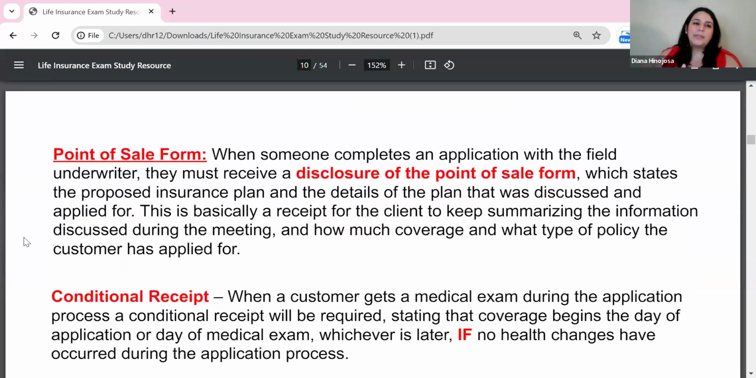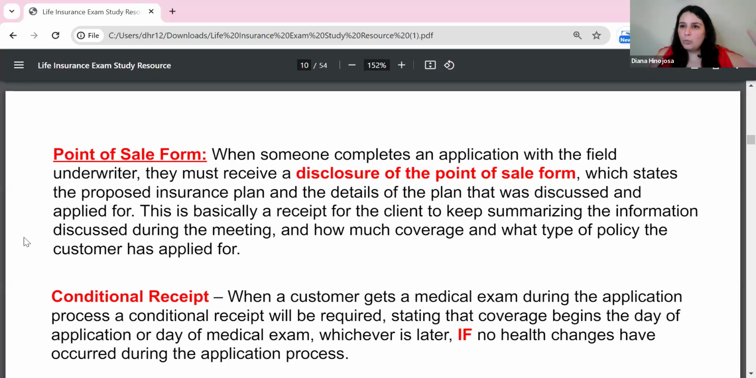All right, so let's talk about this right here. When it comes to our application, when we are in that first meeting with the customer, whenever they apply for something, we have to give them a point of sale form. This is also called a disclosure of point of sale form. These are 2 very fancy ways of saying a receipt. So if your customer applied for something and we actually went through and did a whole application, they need some kind of records for them to keep. And this can literally be anything. It can be a napkin if you're in a store or a restaurant or whatever. You put down what they applied for, you put the date, you both sign it. That's what makes it legit.